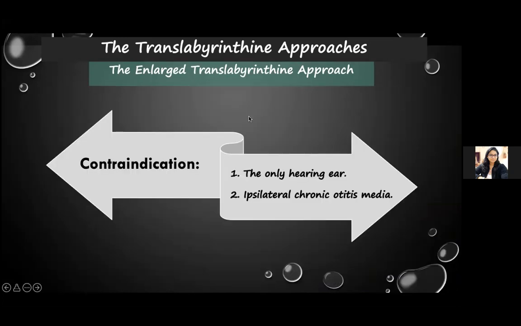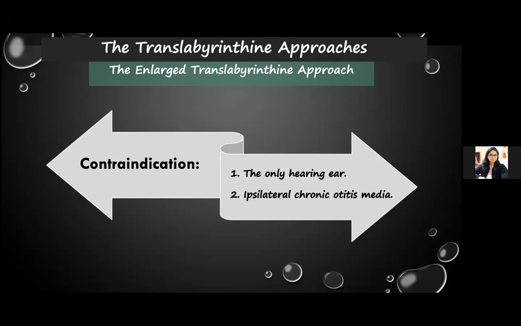Now the contraindications of the surgery. If the ear in which the acoustic neuroma is present is the only hearing ear, then we will not use a translabyrinthine approach, because the most important concern is to preserve the hearing of the patient. And if the ear with the tumor has ipsilateral chronic otitis media, then we will not adopt a translabyrinthine approach, because there are chances of transferring the infection from the labyrinth and the mastoid into the sterile cranial cavity.